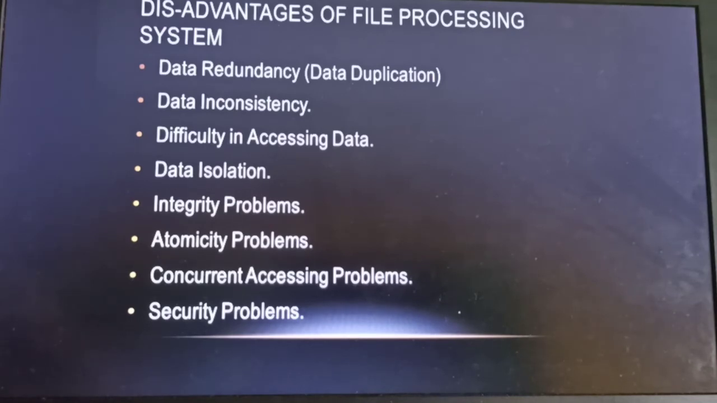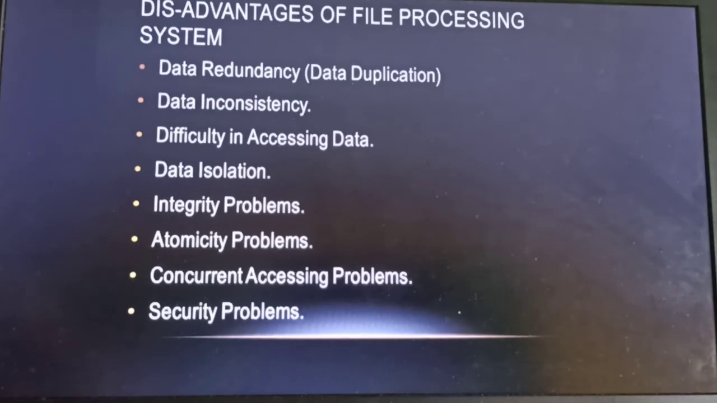Next is atomicity problems. If any failure occurs in the system, the transaction which is executing should fully get executed or should not, so that database remains in a consistent state. For example, if transaction of transferring money from account X to account Y is in process, if system failure occurs, the money from account X to Y should get transferred or should not get transferred. File processing system does not ensure such atomicity.